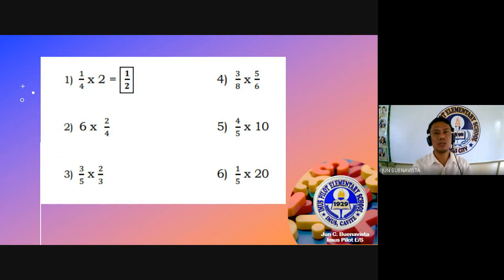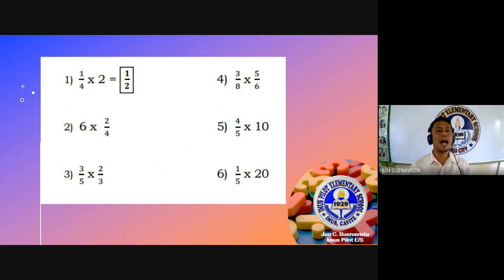Okay, so I'll show you how the answer becomes 1/2. In this case, we are going to use the cancellation method in order to arrive at our answer in its simplest form. Because when we use the cancellation method before multiplying fractions by a whole number, our answer is already in the lowest term form.